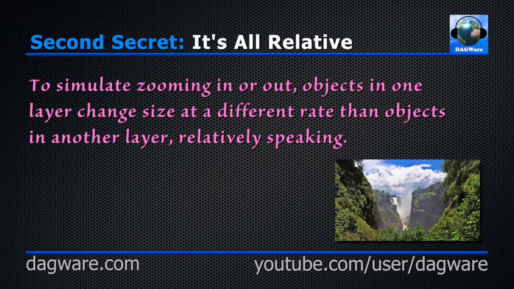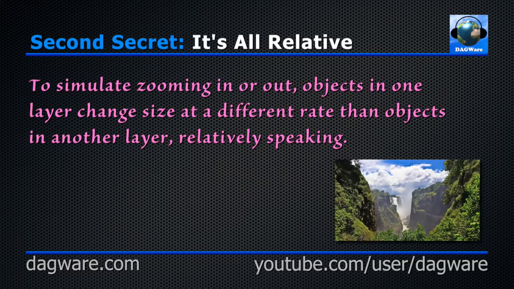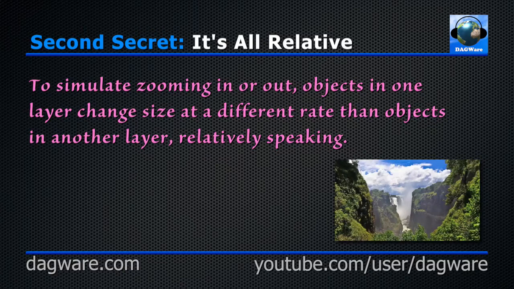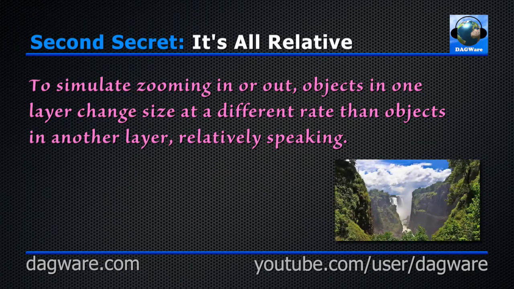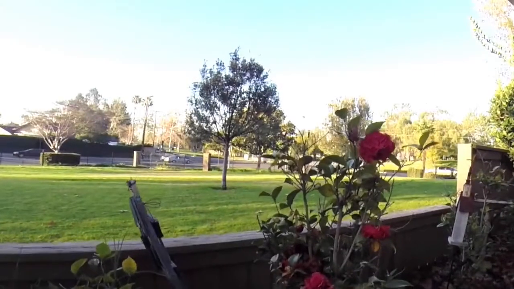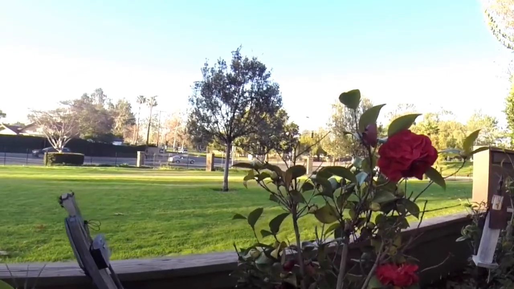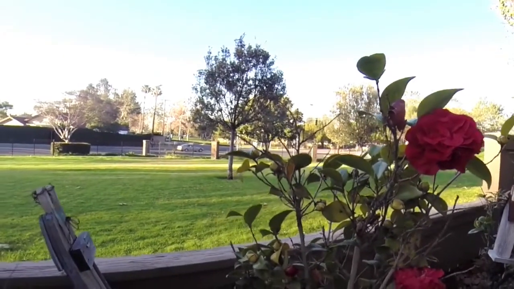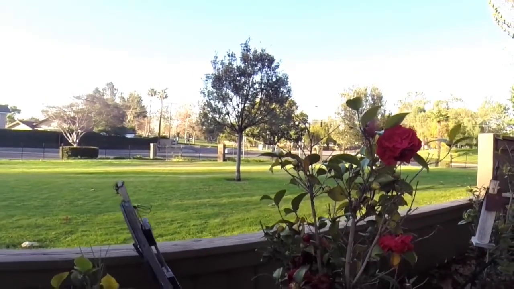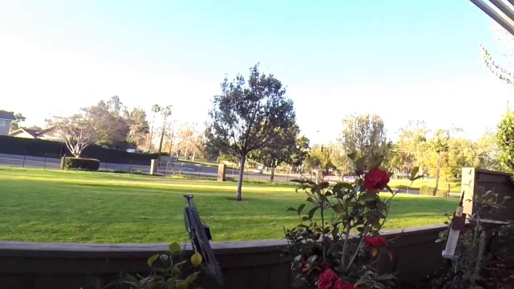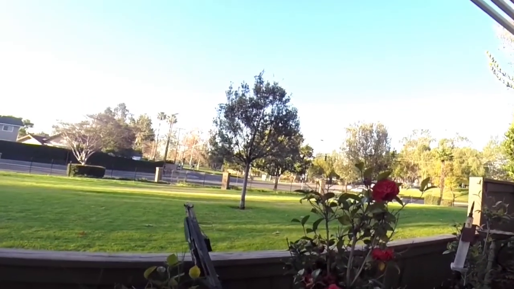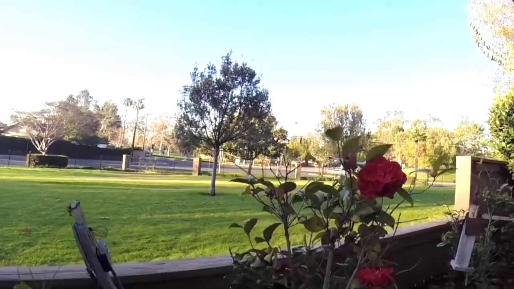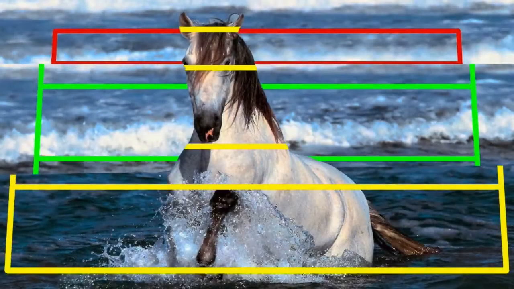To simulate zooming in or out, objects in one layer change size at a different rate than objects in another layer, relatively speaking. Back to the real-life video. As I move the camera toward the roses and back, notice that the object in the distance, again, the tree in the yard, doesn't change size very much, but the objects in the front, the roses, change size quite a bit.